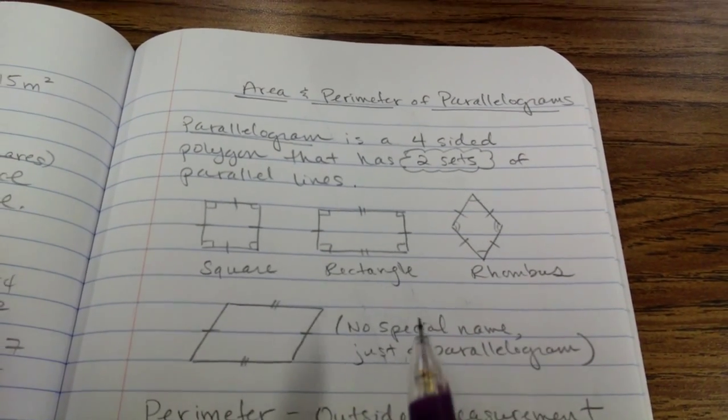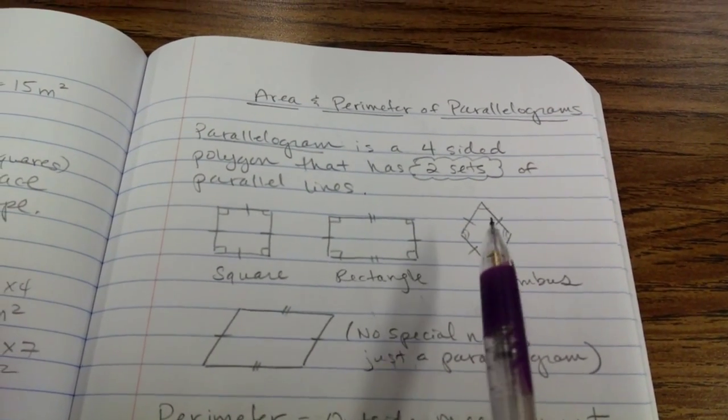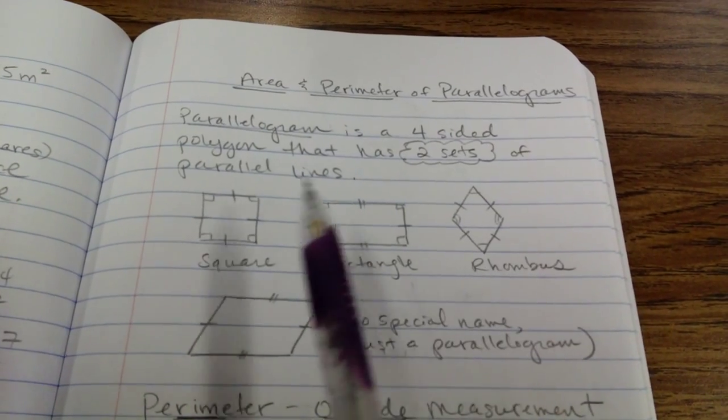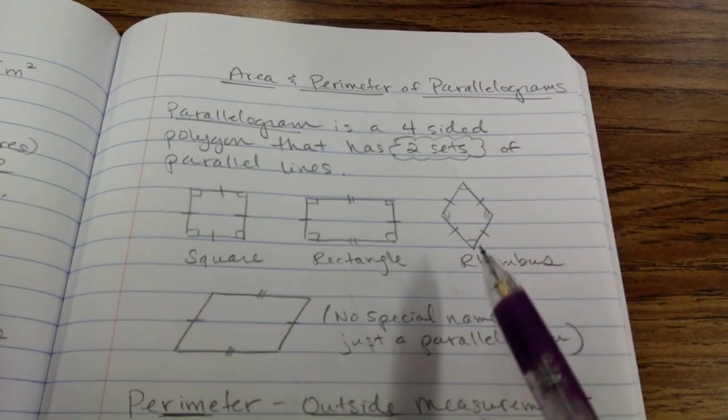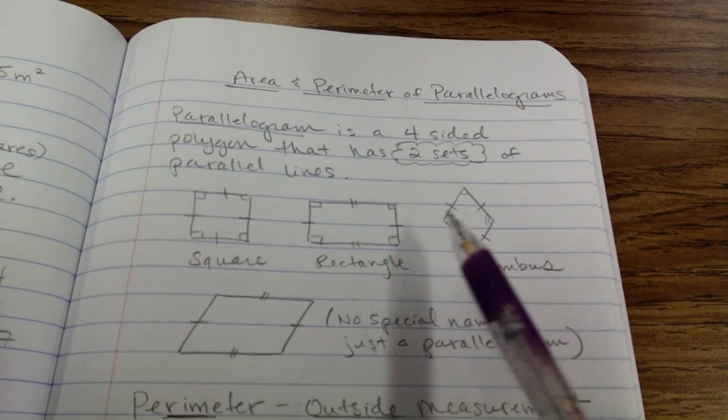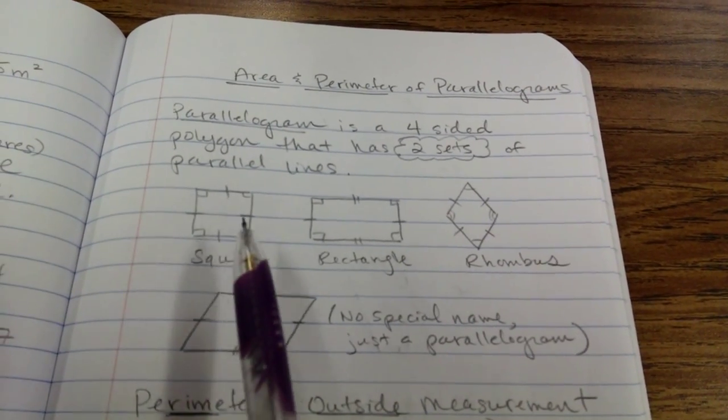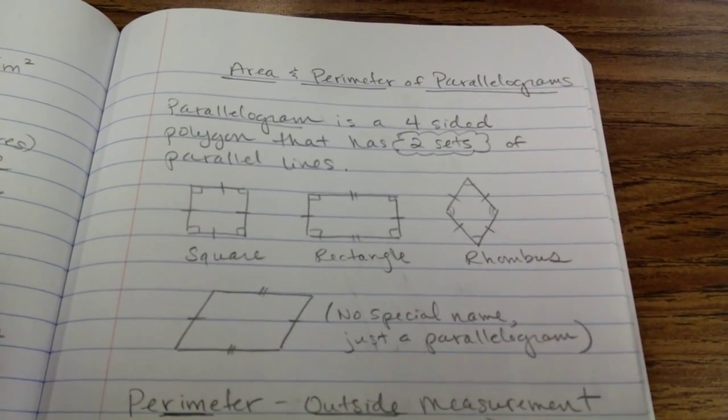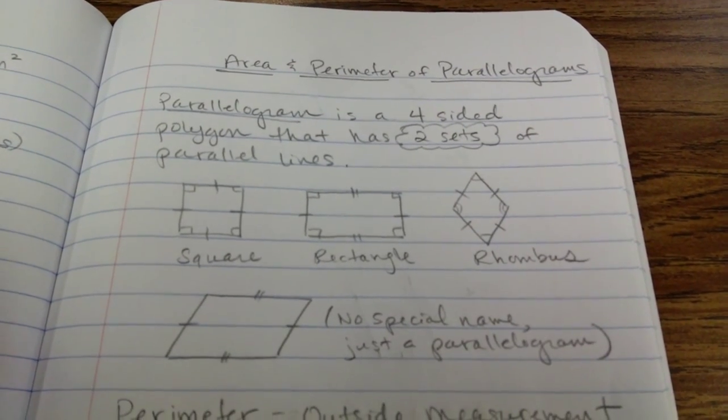A square is also a rhombus because the definition of a rhombus is that all sides are the same, which a square has all sides the same. And in a rhombus, opposite angles are the same, which in a square, since all the angles are the same, the opposite angles are also the same. So a square is also a rhombus.